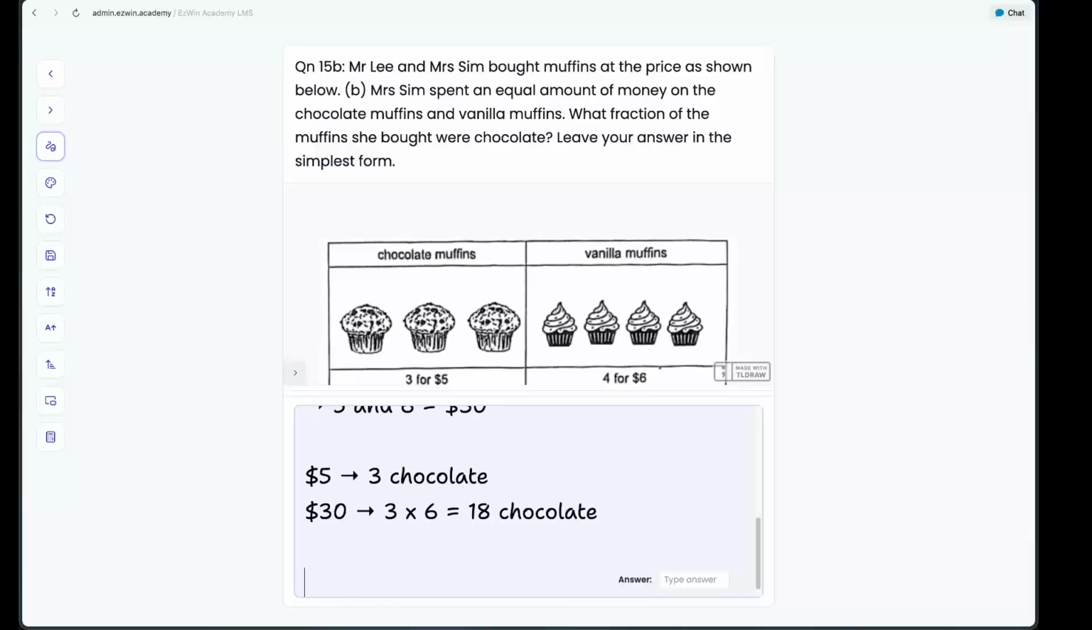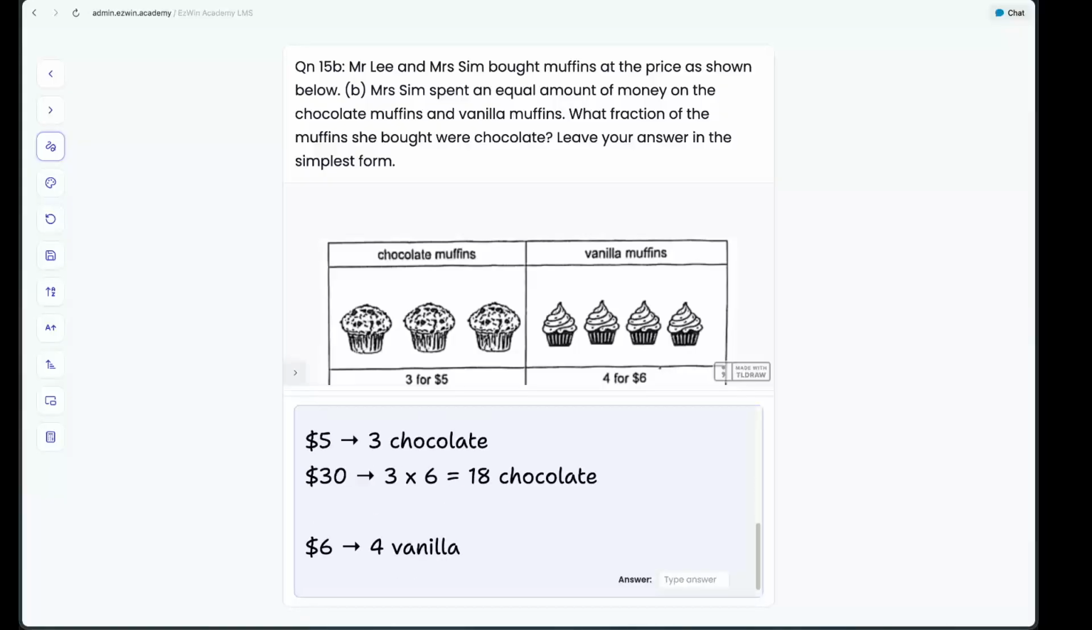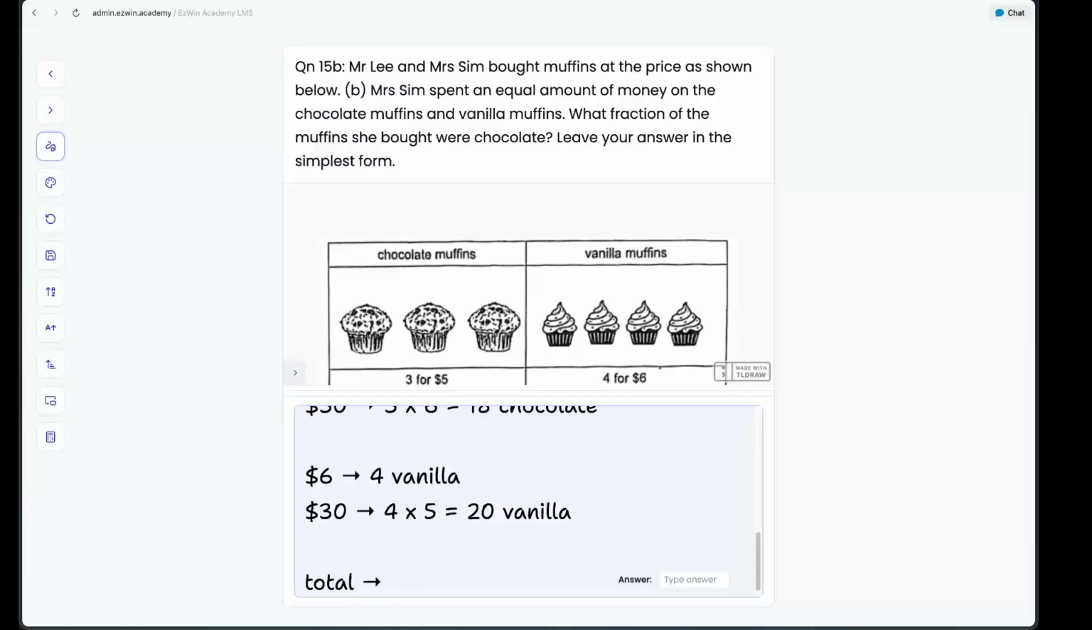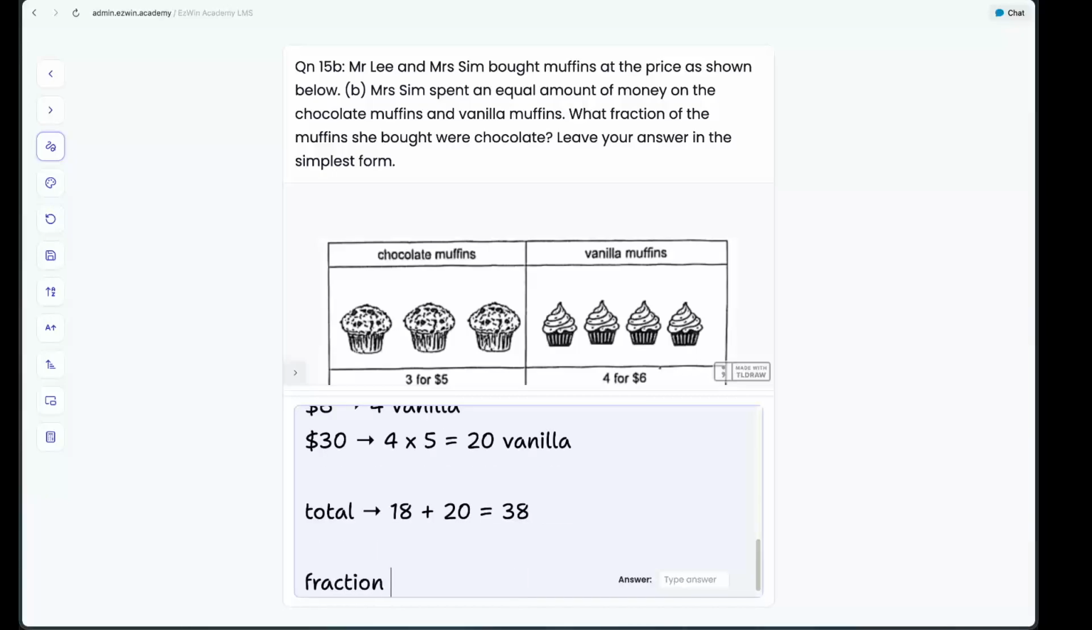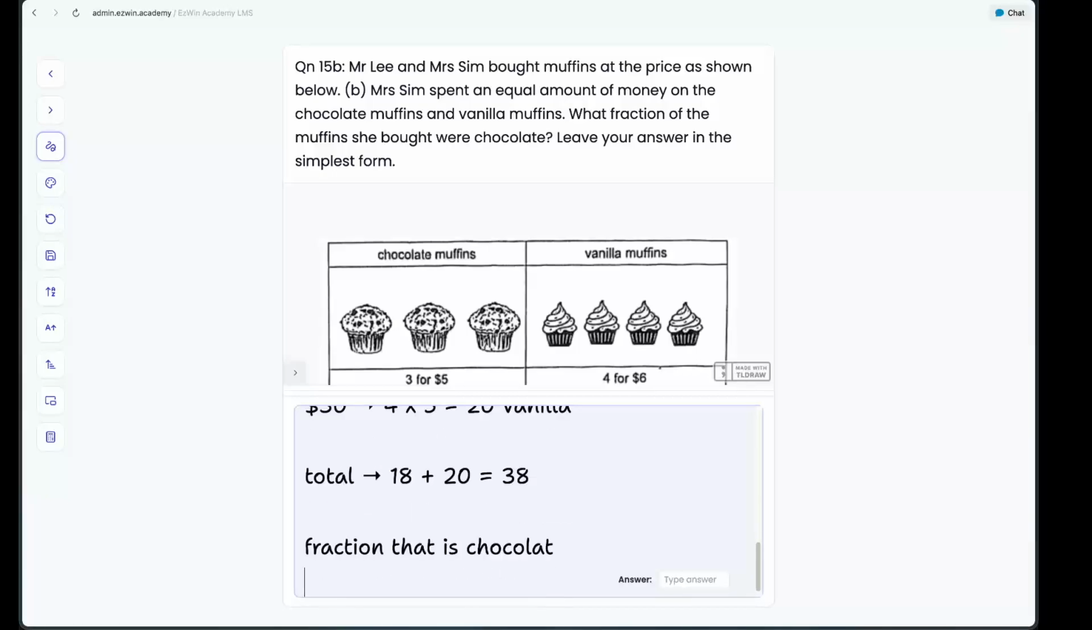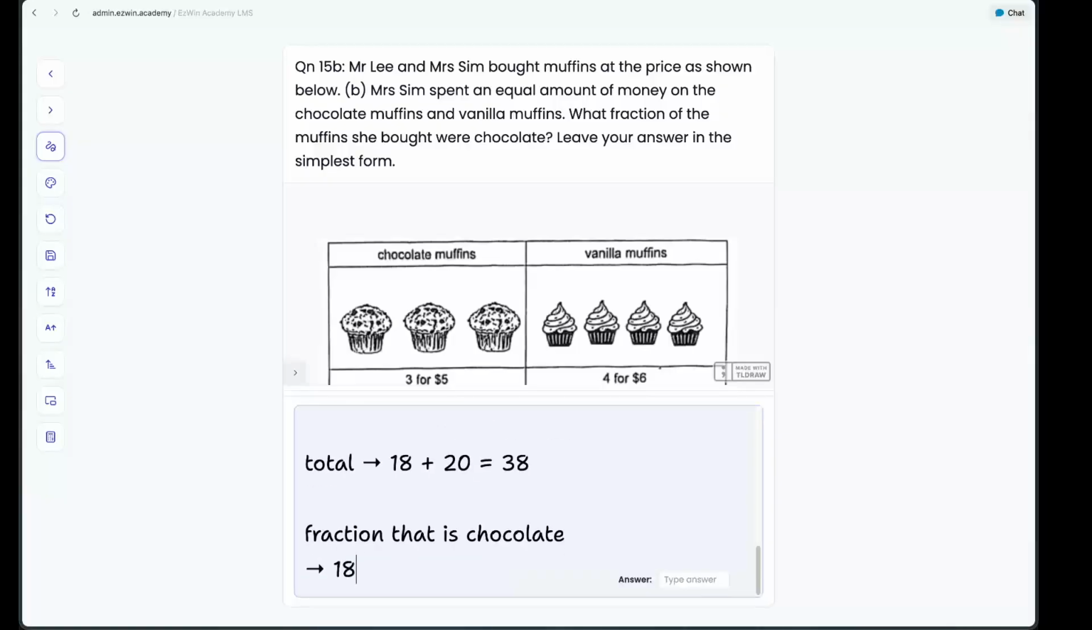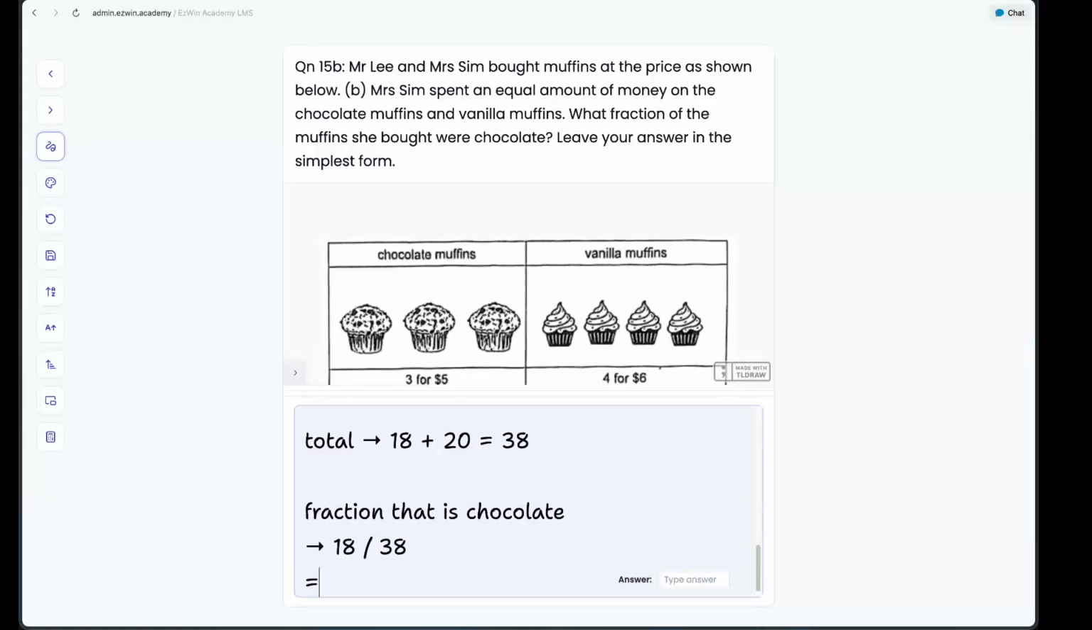Then for the vanilla, $6 is equal to 4 vanilla. Then $30 will give us 4 times 5 vanilla, which is equal to 20 vanilla. Therefore, the total will be equal to 18 plus 20, which is equal to 38. So the fraction that is chocolate will be 18 out of 38. If we simplify it, it will be 9 over 19. There you go. So the answer is 9 over 19.